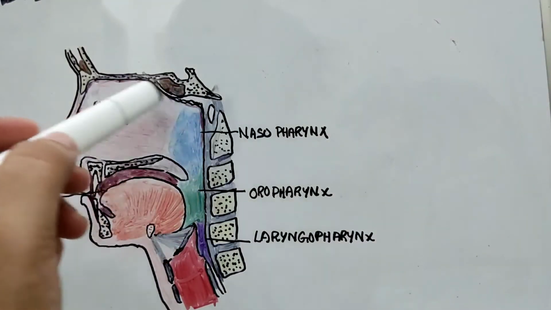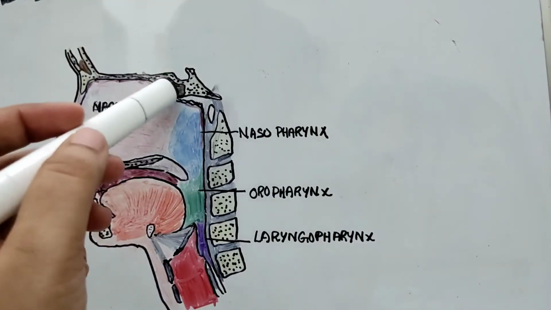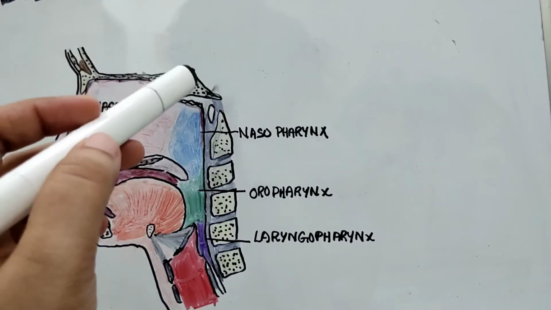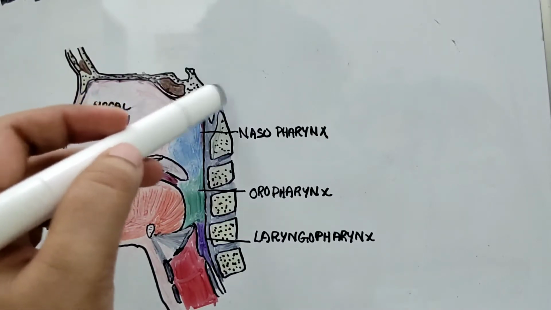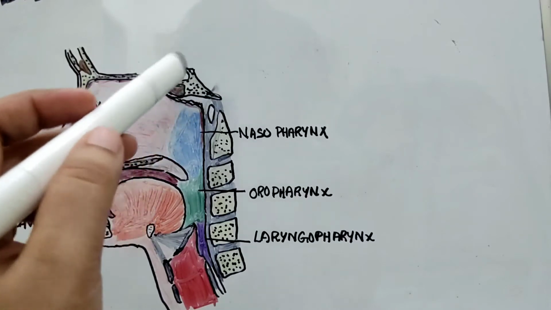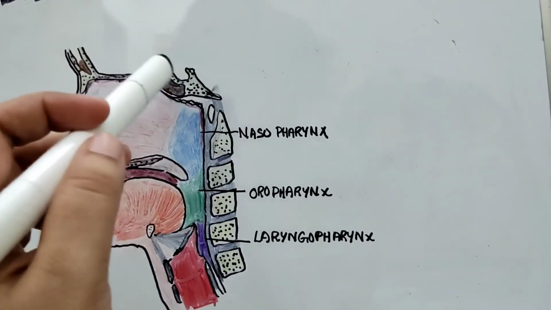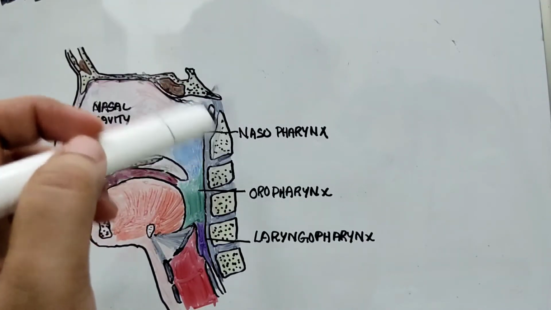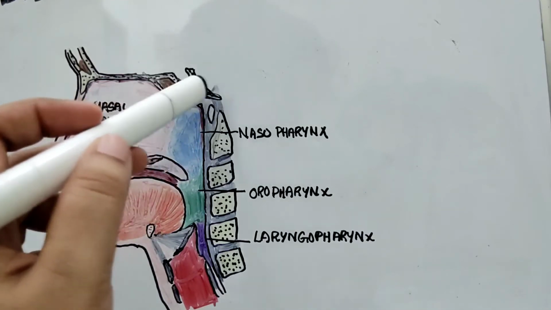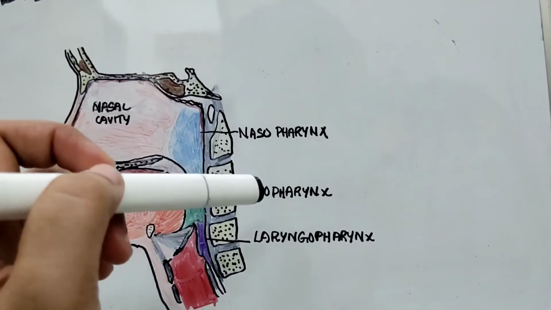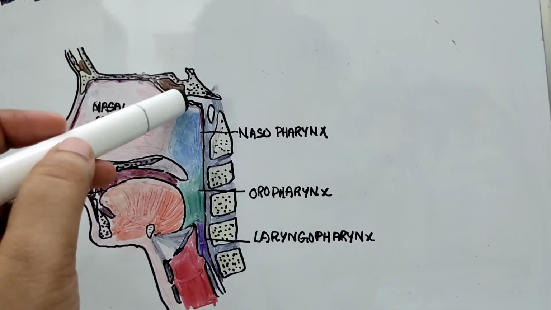Next we will discuss the roof of the nasopharynx. The roof is formed by the body of the sphenoid and also the base of the occipital bone. Both are skull bones. Next is the posterior part.